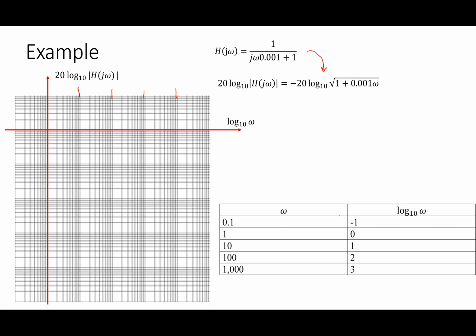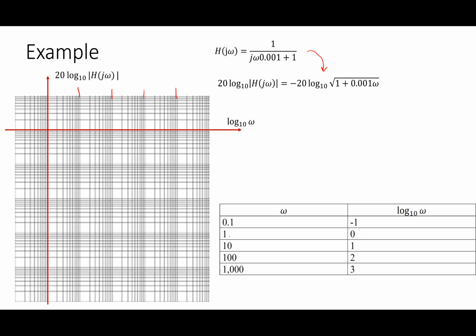So these guys are weird. If you looked at this, this would be this point right here. Let me go slowly. Omega is 0.01, 0.1, 1, 10, 100, 1,000.